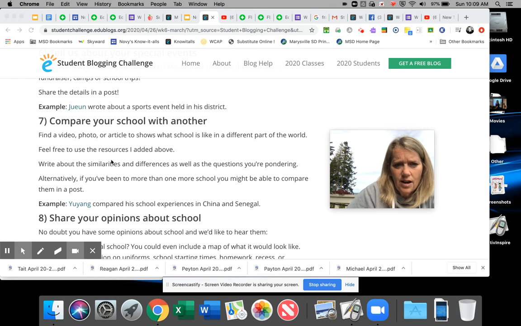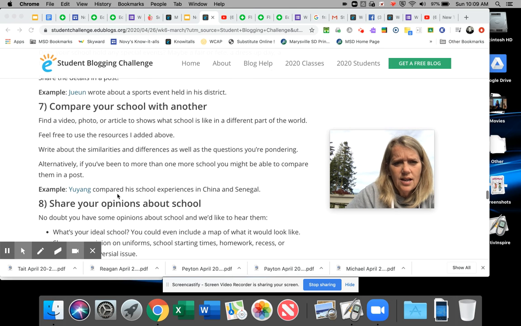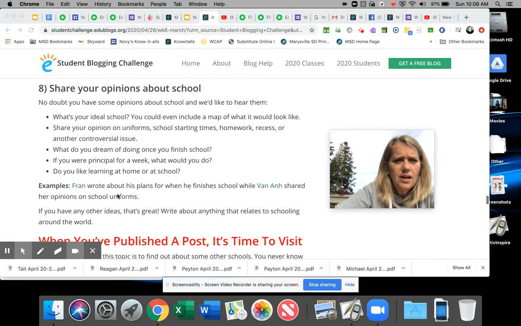Compare your school with another. So if you like to compare and contrast, you might organize and choose that post. Last one, share your opinions about school. No doubt you have some opinions about your school and we'd like to hear them. What's your ideal school? So maybe you want to draw a picture or give a list of what would your ideal school have. My ideal school would definitely include like a STEM workshop, like a big workshop with lots of space for STEM projects. Share your opinion on uniforms.